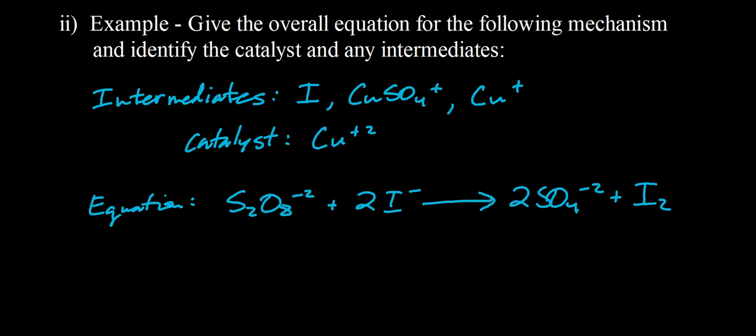So if we cancel all the intermediates, cancel the catalysts, we end up with this equation. Like I said, if you want to show that the reaction is catalyzed by the copper 2 ion, we can put Cu2+ over the arrow.